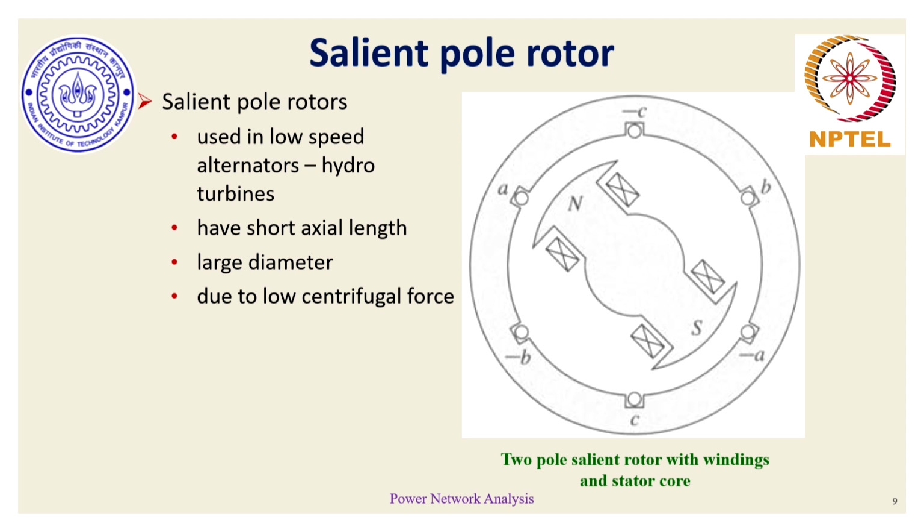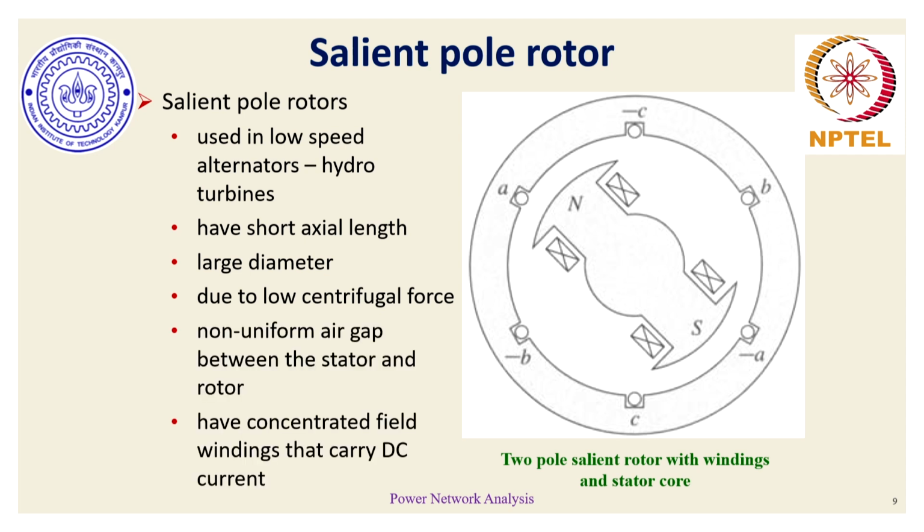As already mentioned, the field windings are distributed, and they carry DC current. If we talk about a salient pole rotor, then the air gap is non-uniform, as can be easily seen on this particular figure. There are two positions, let's say A1 and A2, where the air gap is maximum, whereas in positions A3 and A4, the air gap is minimum. And salient pole rotors inherently are used for low speed alternators, basically for hydro turbines. Centrifugal force is not a concern, so the diameters of these salient pole rotors could be higher. The axial lengths, however, are kept smaller.